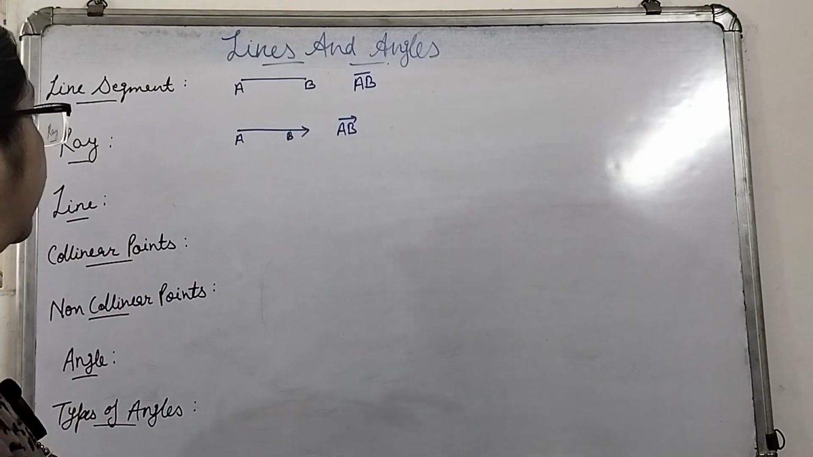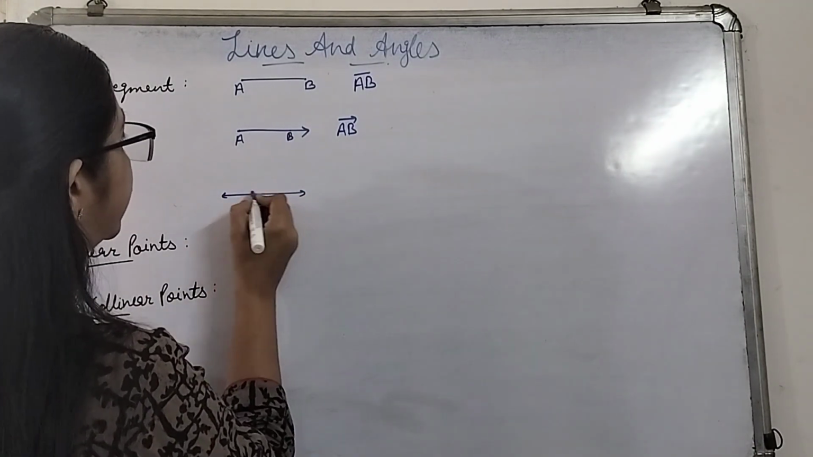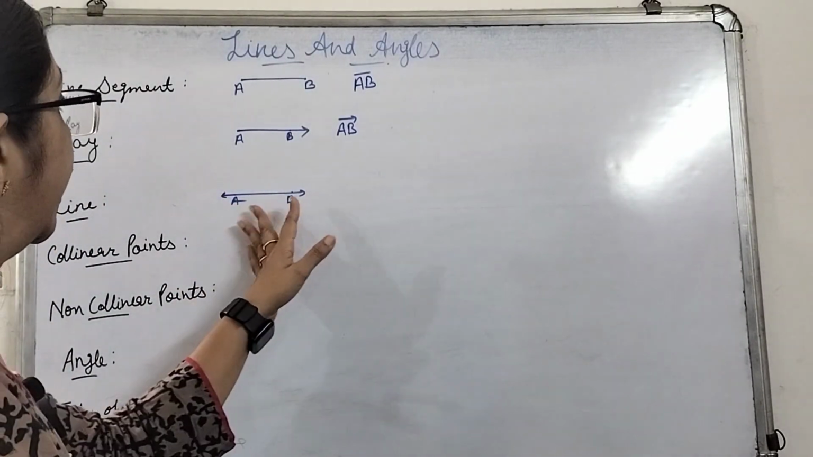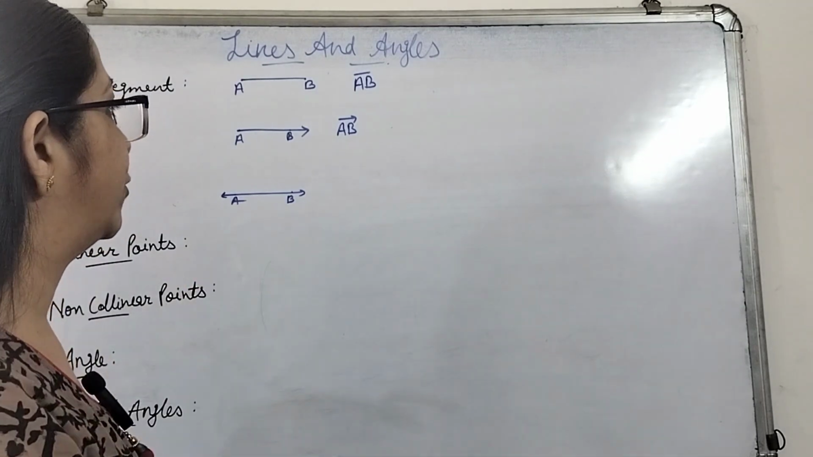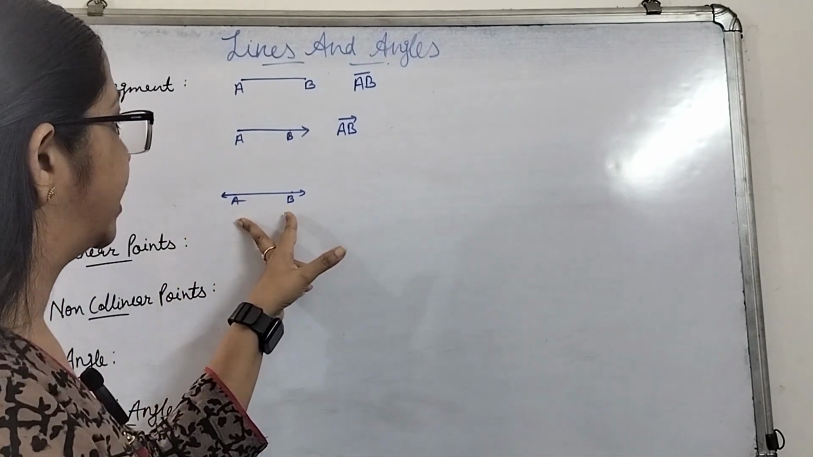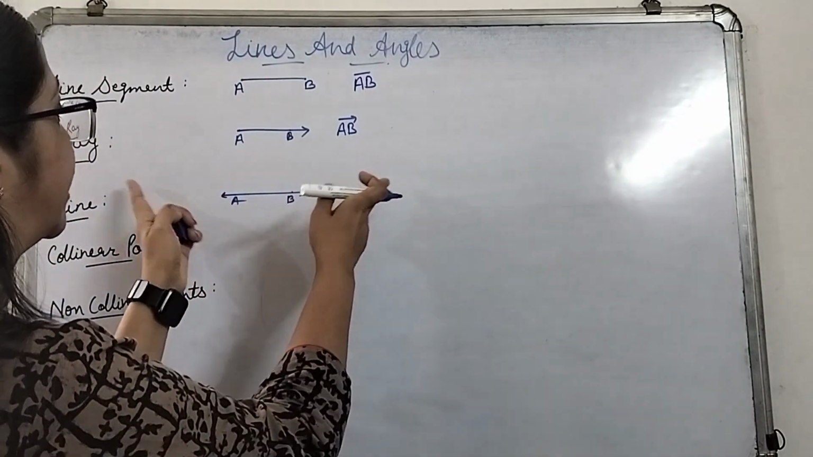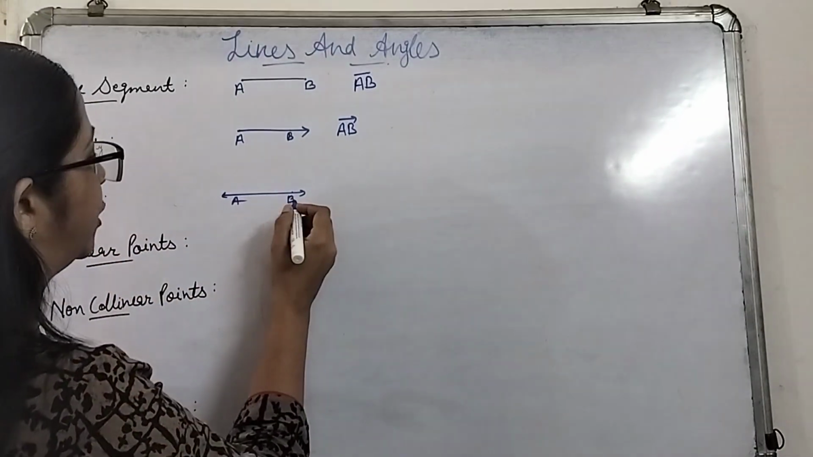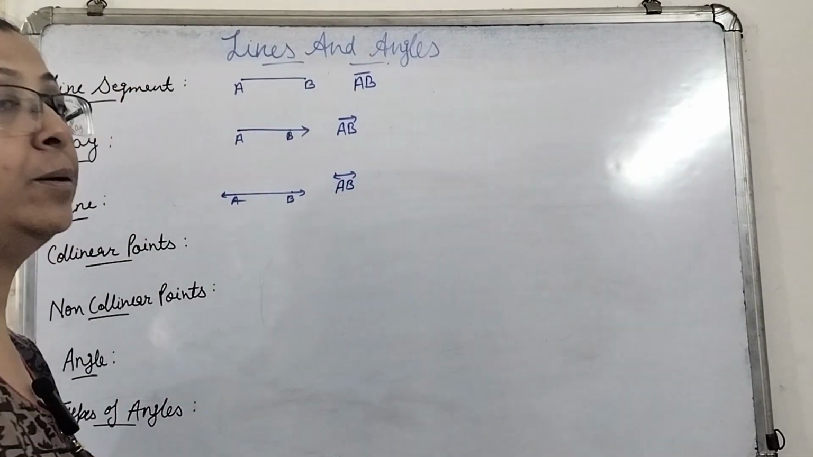Now comes your line. A line does not have even a single endpoint. That means it does not have the starting point, and it does not have the ending point. In both directions it can be extended up to whatever length we want. Because it does not have a fixed length, we cannot measure the length of a line either. The denotation of the line is AB, with a double-headed arrow over it.